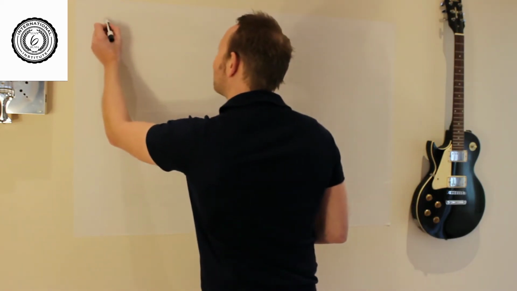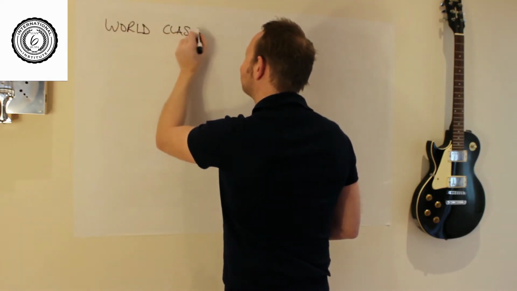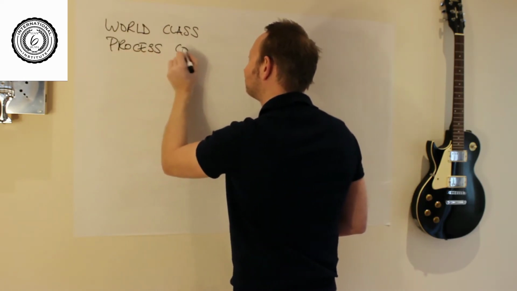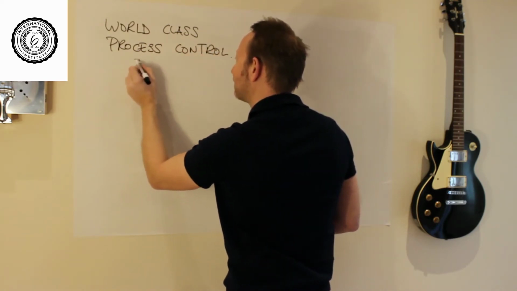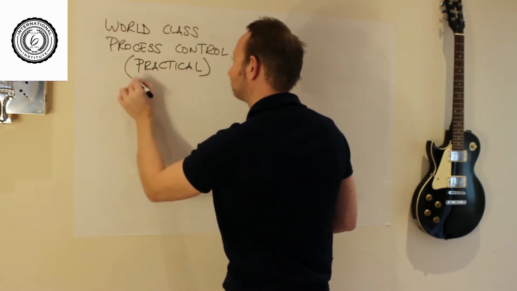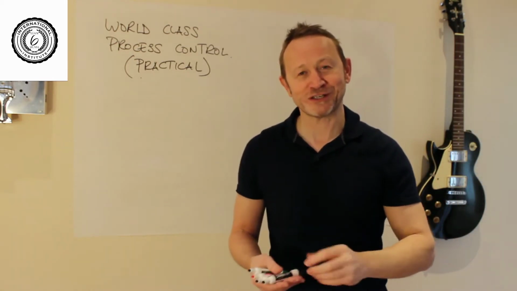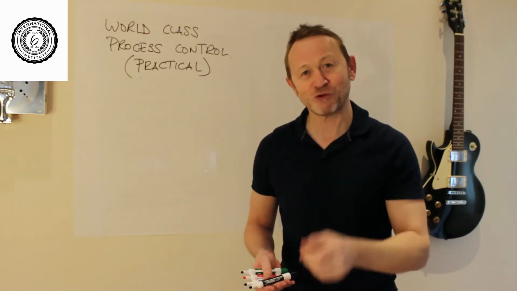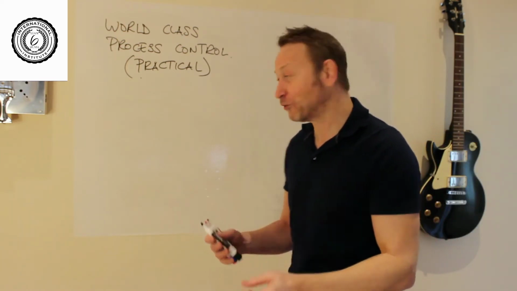So we are talking, for me, world-class process control, and for me it's on a practical level. Practically, how do companies get their processes under control? How do world-class companies do this in a real sense so that it just works every time, all the time?